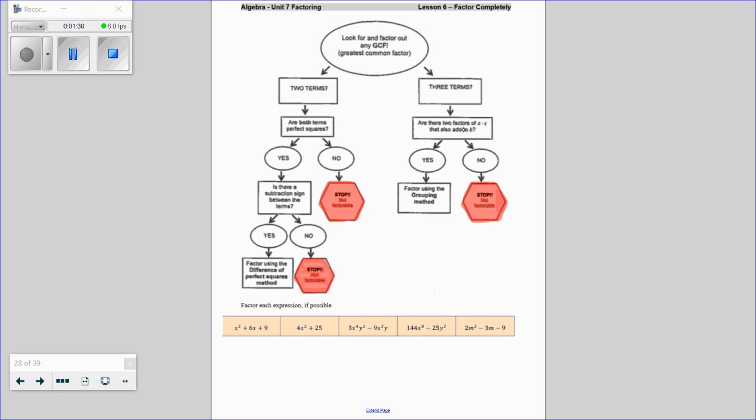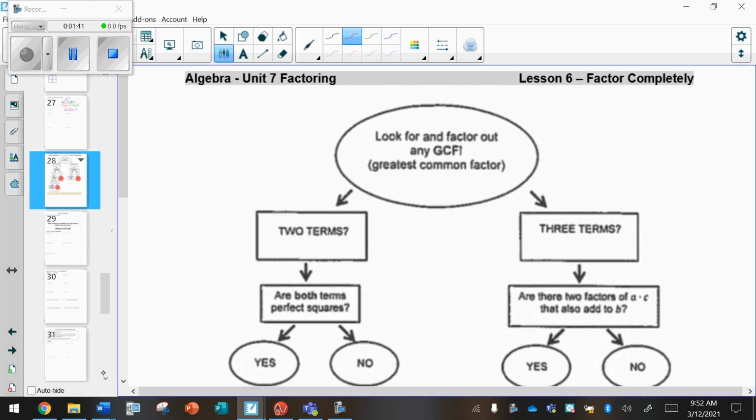After you factor out your GCF, if you have three terms instead of two, you try to see if we can find two numbers that multiply to be the last value and add to be the middle value. If we can find that pair of numbers, then factor it. If we can't, then it doesn't factor. All right, so let's do some examples.